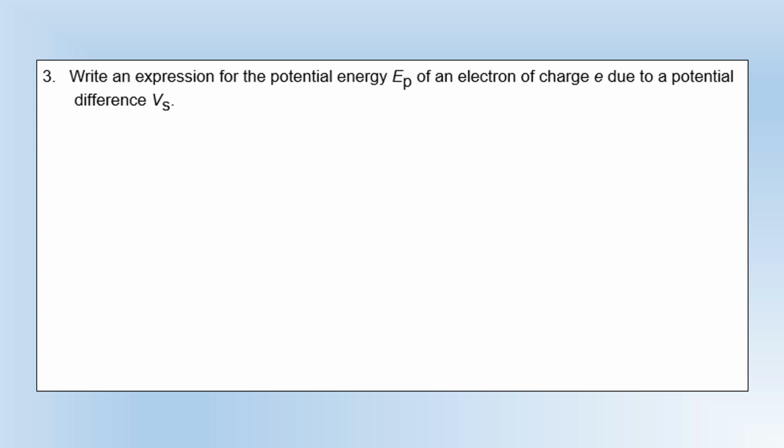Okay, so question 3, write an expression for the potential energy of an electron of charge e due to a potential difference Vs, which I think is going to lead us on to some stopping potential stuff. So the general equation we're using is that the work done by a potential difference is the charge times the potential difference. So the potential energy of an electron at a given potential difference is going to be the charge of an electron, which is e, times whatever the potential difference is, in this case Vs, which is going to be our stopping potential, I think.